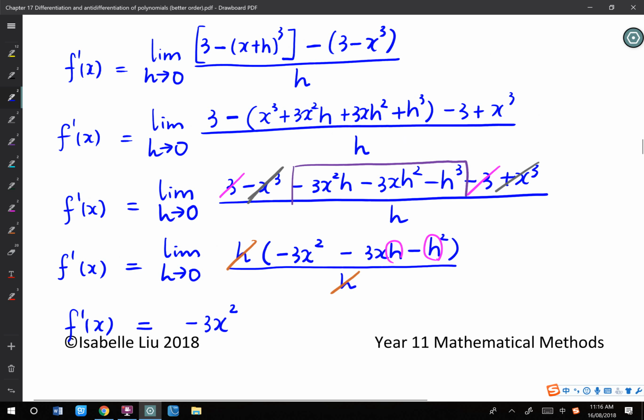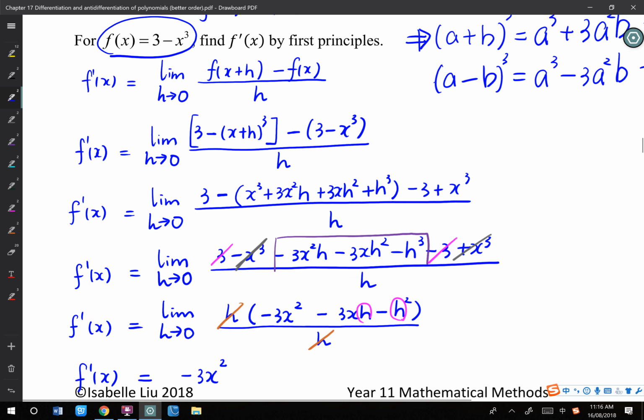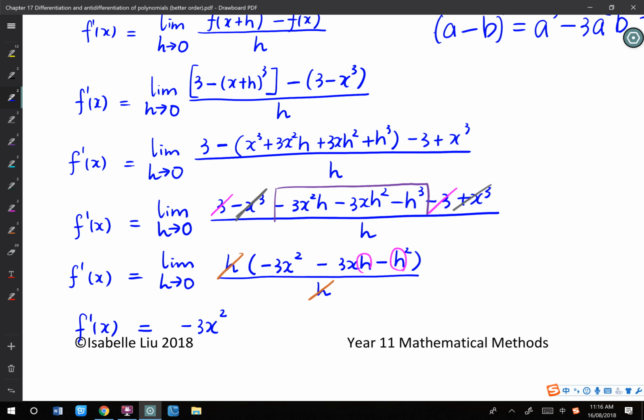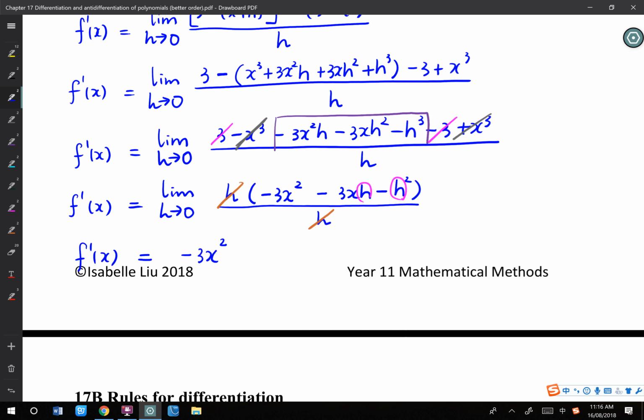So that should be a question you have done yesterday. Just check your answers. Just go through what first principle is again with you. So if I want to find the instantaneous rate of change at x equals 1, I can just sub 1 into f'(1). That means it's negative 3. If I want to find the instantaneous rate of change at x equals 0, I can sub 0 in, f'(0) equals 0.